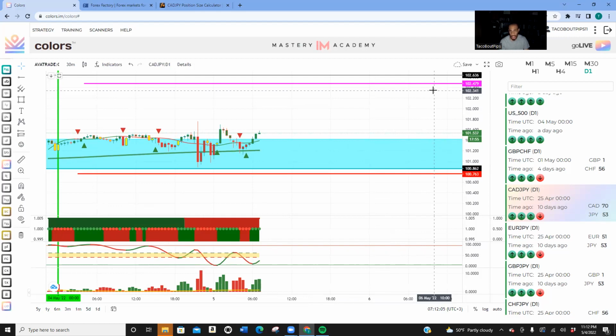So this should potentially be a 100 pip move. So I'm risking 75 pips to catch at least 100. And then we're going to click buy. And then we'll see how this ends up working out for the next couple of days.